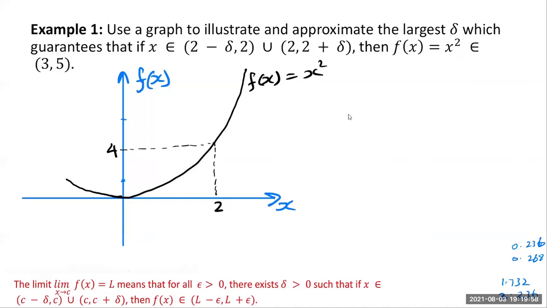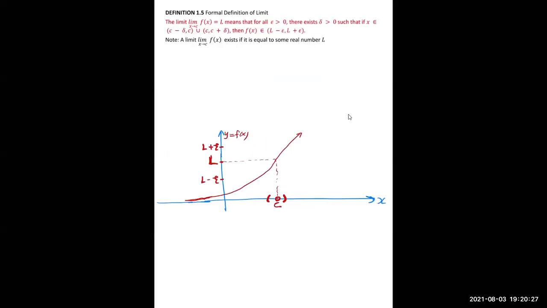Here is an example. Let's do this example before we go to the next definition. Use a graph to illustrate and approximate the largest delta, which guarantees that if x is in this delta punctured interval, then your y value, your f of x, is in this interval 3, 5. Okay, looks like this statement very well coincides with this statement, right? If x is in this delta punctured interval, your f of x has to fall in this interval.